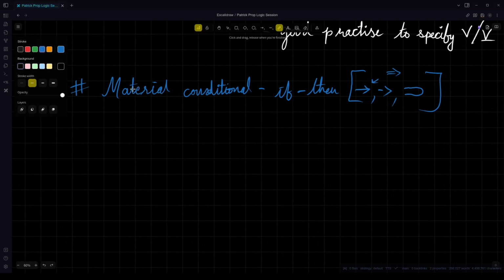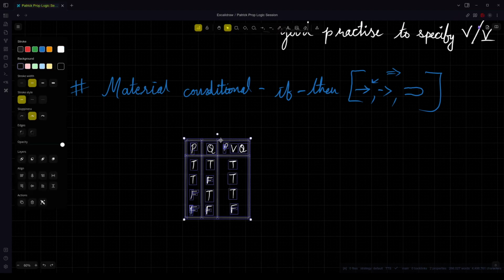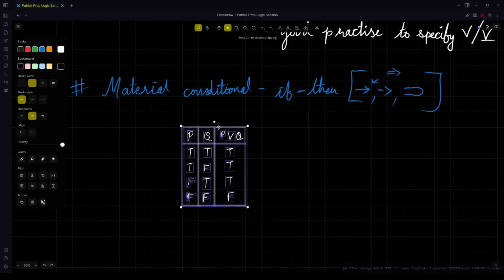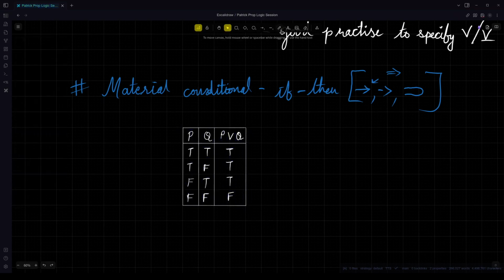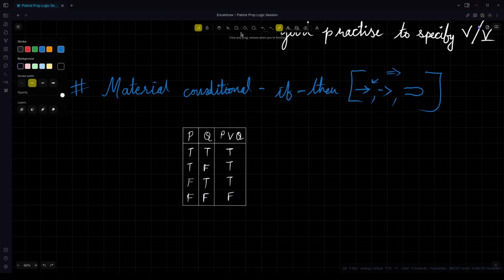And the material conditional is very easy to misunderstand. Let's just talk about the truth table structure of this, so that I can tell you why it's a bit confusing, and how we can avoid that confusion.